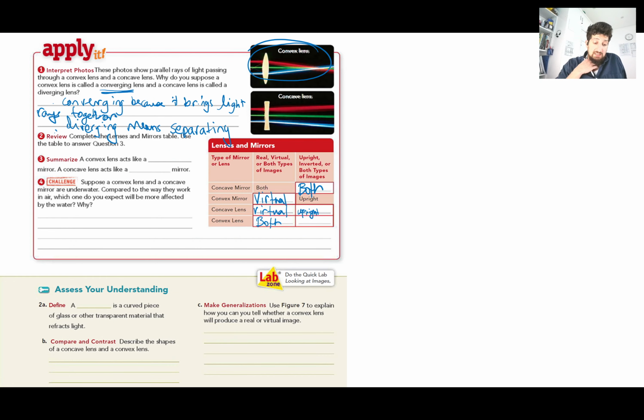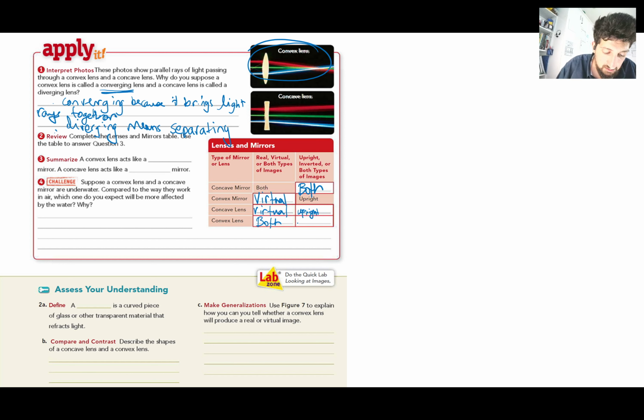Convex lenses, on the other hand, that's going to be both virtual and real, depends on where the object is relative to the focal point. So if it's beyond the focal point, then it's going to form a real image that's going to be inverted, and it's going to be either same size, smaller, or bigger. But if it's between the focal point and the lens, then it's going to form an image that's going to be virtual, okay? And usually bigger. Yeah, so there we go. But that's going to be upright.